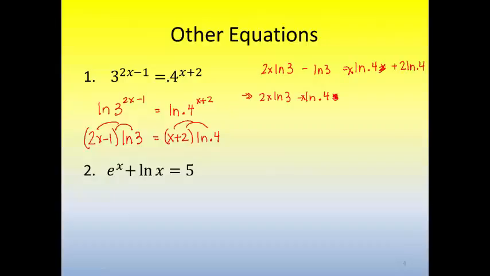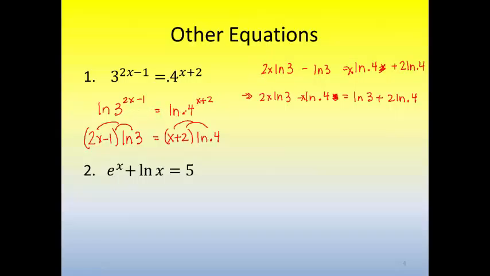Okay, and then I'm going to move everything that doesn't have it, like the natural log of 3 plus 2 times the natural log of 0.4. So first step was to apply the log to both sides. The second step was to use the exponent property and move it down in front. Then I distributed. Write these words down if it helps you.